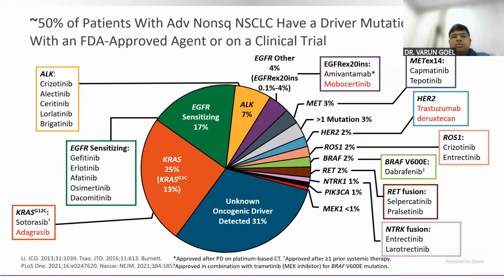And other mutations, if I enumerate here, are MET, HER2/neu, ROS1, BRAF, RET, NTRK, PIK3CA, MEK. So maybe 1 or 2% each, but if we combine all these, they are also a significant number of patients in whom some form of driver mutation is present, for which we can use targeted therapy: capmatinib for MET inhibition, T-DXd for HER2/neu, crizotinib for ROS1, and entrectinib also, dabrafenib for BRAF, and selpercatinib for RET fusion, entrectinib for NTRK. So all these drugs we can use for these patients. Overall, more than around 50% of patients we can treat with some form of targeted therapy.